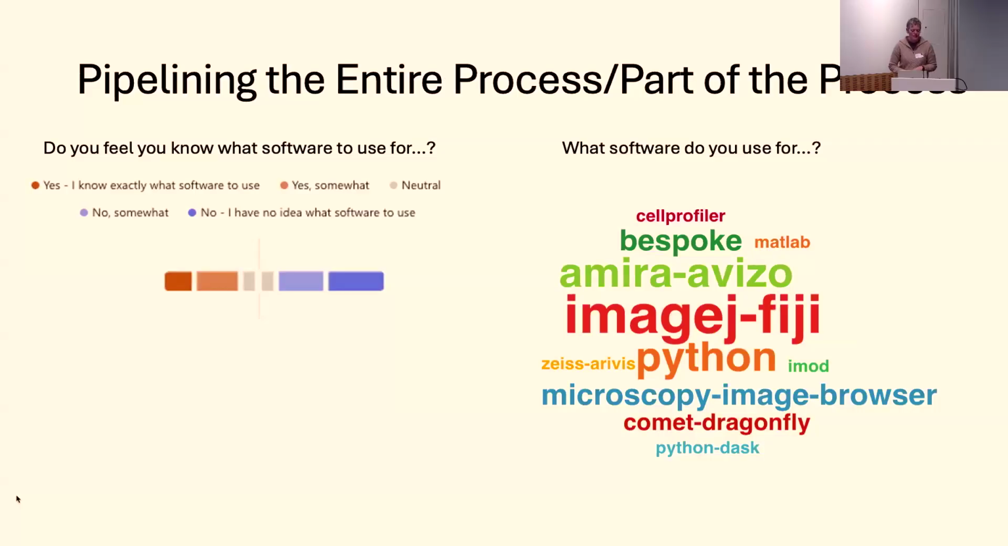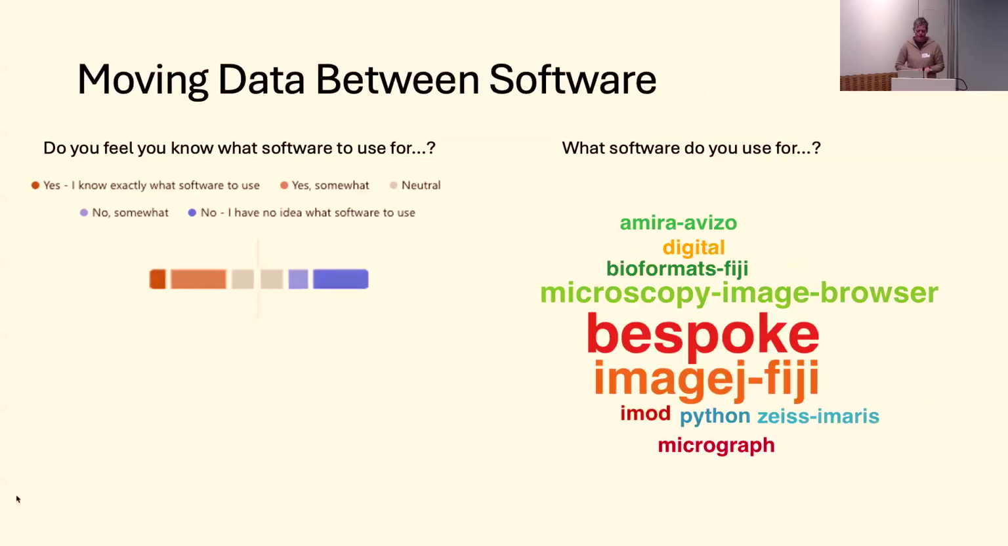Here, when we start thinking about pipelining the entire process or parts of the process, you see all of the standard tools. So Amira, ImageJ, Microscopy Image Browser, and Dragonfly all come up as options for pipelining. But all of the comments that people were making indicated that they stayed in that ecosystem. They weren't switching from one ecosystem to the next for their pipelining tasks, which makes sense because a lot of times that's where a lot of the friction is. And you'll also start to see things like Python, Dask, or bespoke, MATLAB. These are things where people are doing their own coding essentially to pipeline.